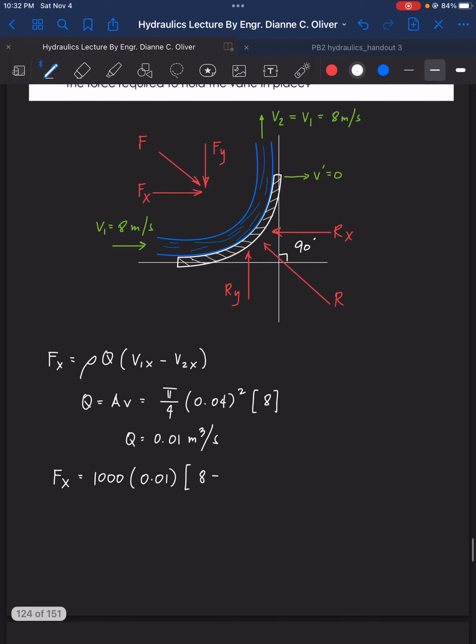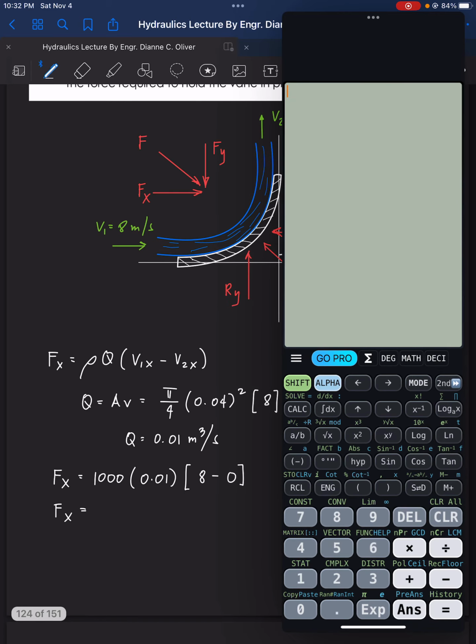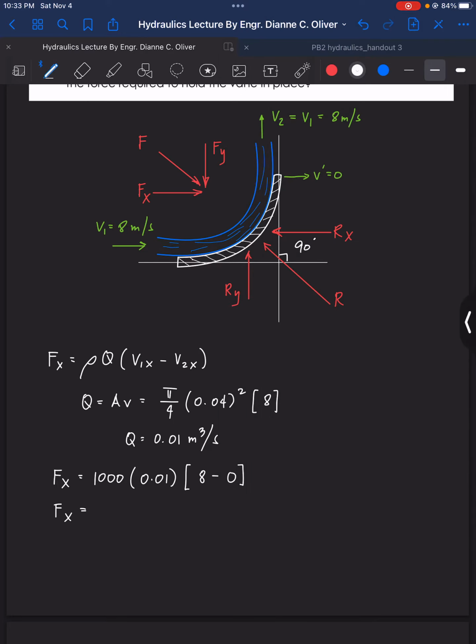Do we have V2x here? None. There is no x component for the V2, so that is equal to 0. So what is now the value for Fx? So 1000 times 0.01 times 8, and that is equal to 80 Newton, positive 80 Newton.